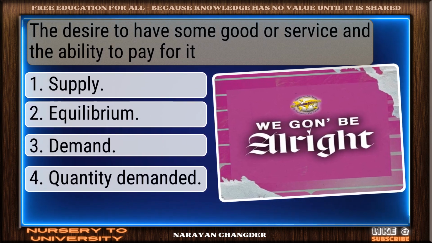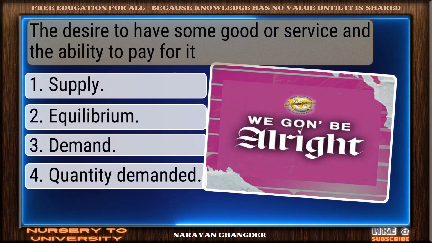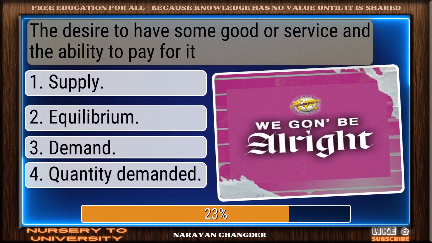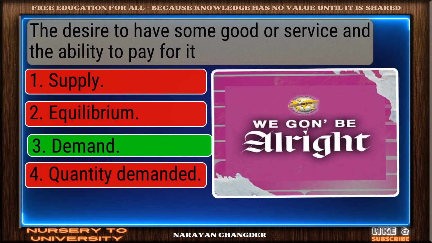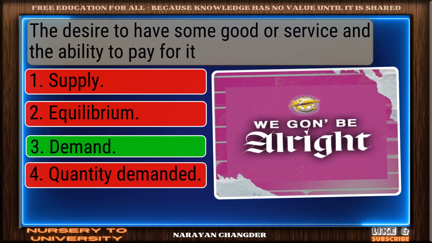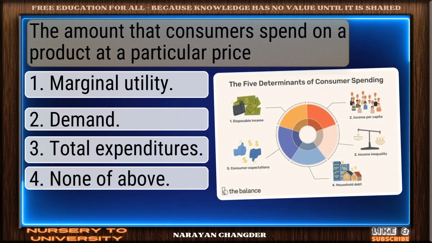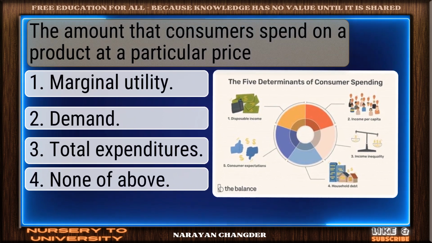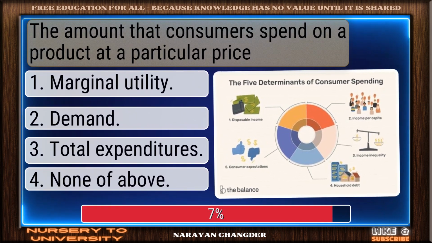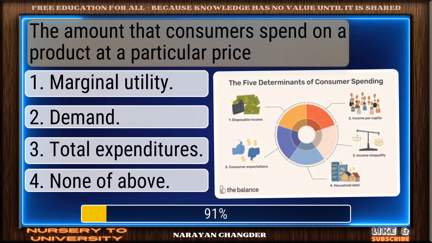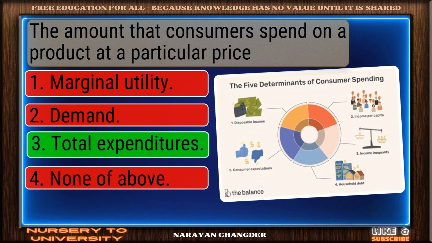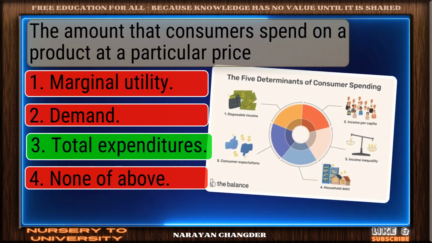The desire to have some good or service and the ability to pay for it. Strong choice. Demand is the right answer. The amount that consumers spend on a product at a particular price. Good thinking. Total expenditures is the right answer.